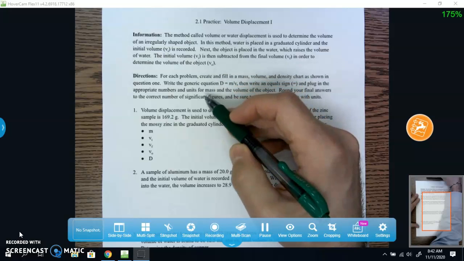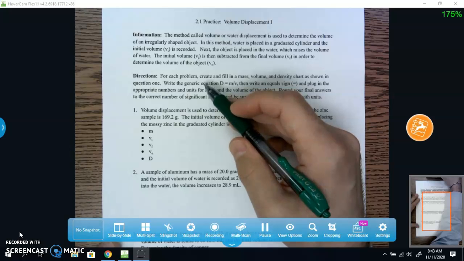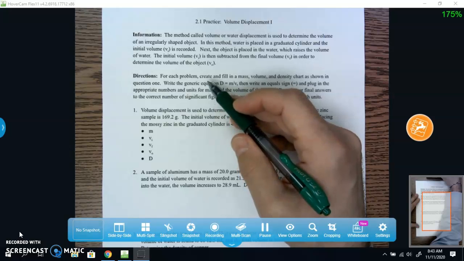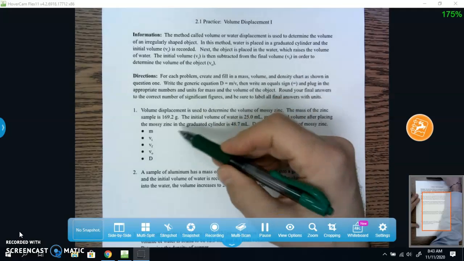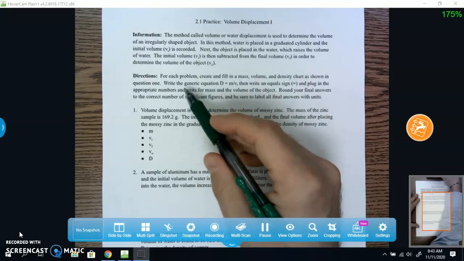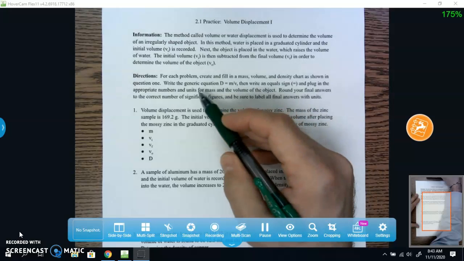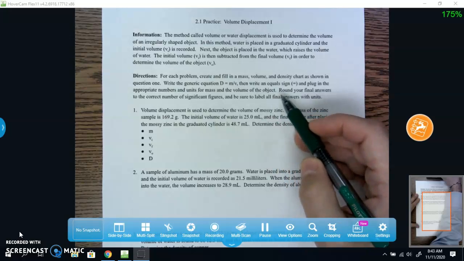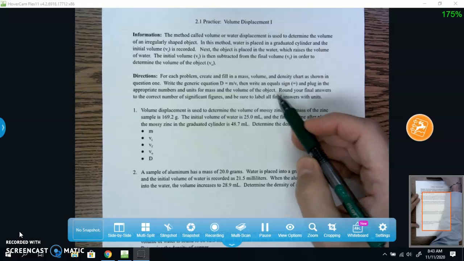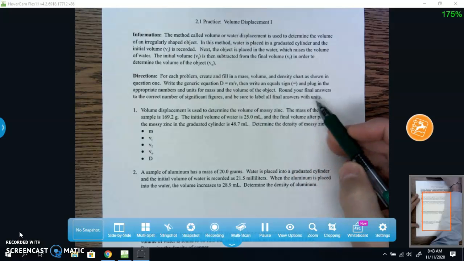I think the directions are very important right here. We're trying to build solid mathematical skills that are going to be applied throughout this course. So I want to read and make sure we understand the directions. For each problem, and we'll model this with question number 1, we're going to fill in a mass, volume, and density chart as shown in question 1 below. Then we're going to write the generic equation, then write an equal sign, and plug in the appropriate numbers and units for mass and volume of the object. Finally, throughout the entire course, we want to round final answers to the correct number of significant figures, and be sure to label all final answers with the appropriate units.